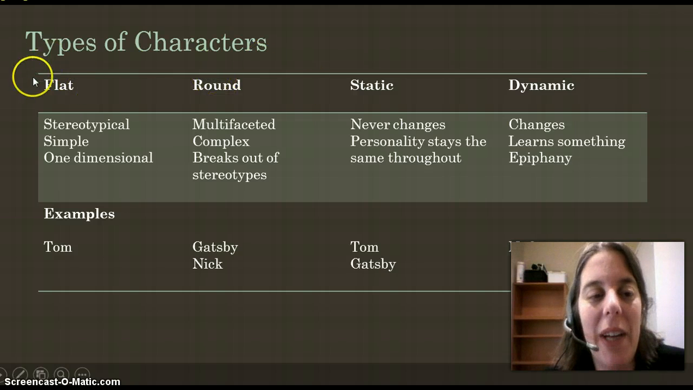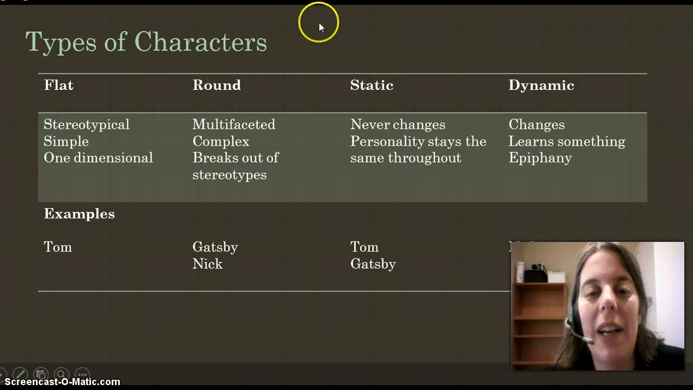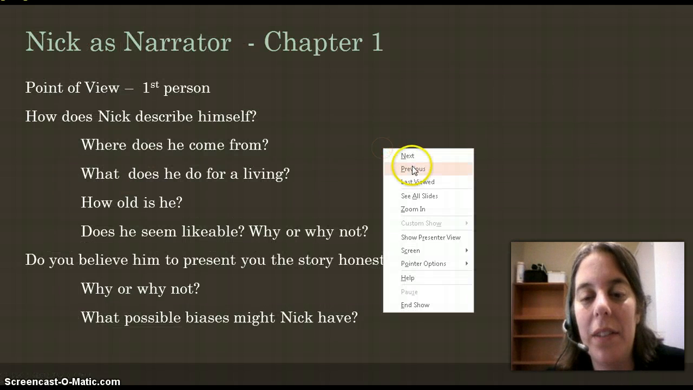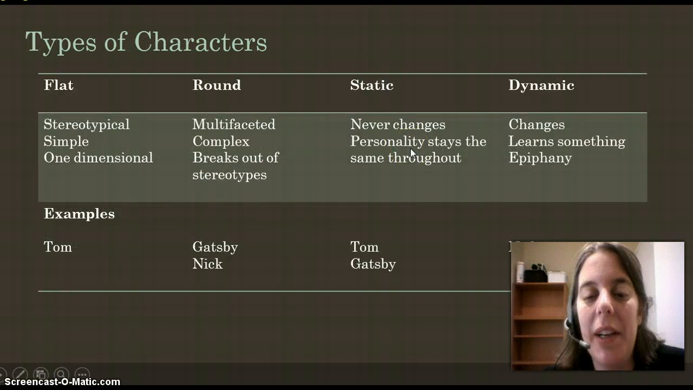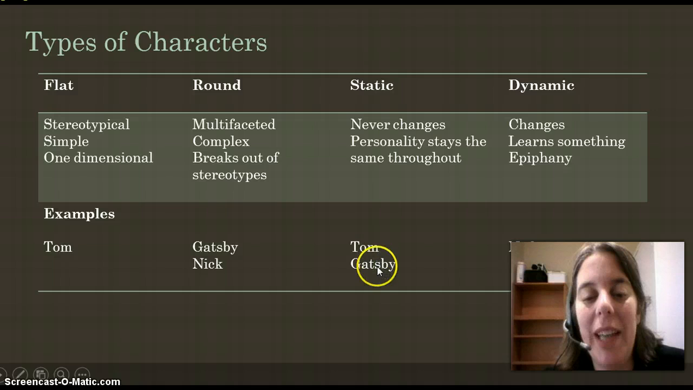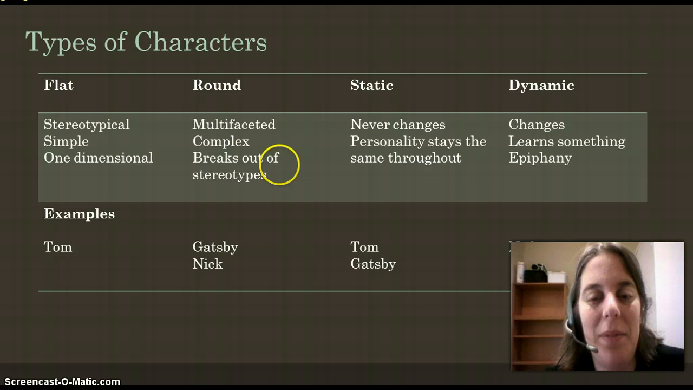Now, flat and round are opposites of one another. Static and dynamic are opposites of one another. Static means that the person or character never changes. The personality stays the same throughout. Tom's personality never changes, so he's flat and static. But Gatsby, his personality doesn't change either. He stays the same throughout in that aspect. So he's round and static.